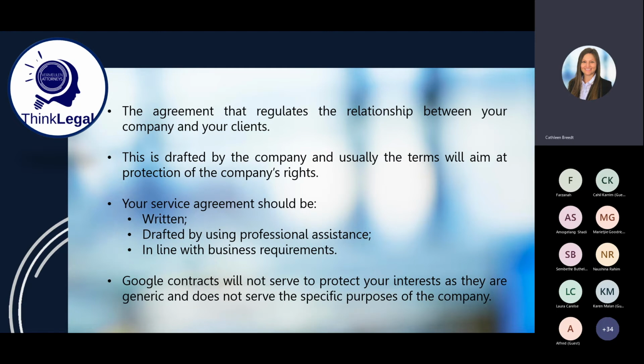This is to save your own bacon. It's not something that's required by law. It must be drafted using professional assistance. Again, this is to save your own bacon. It's not required by law. And it has to be in line with your business requirements.